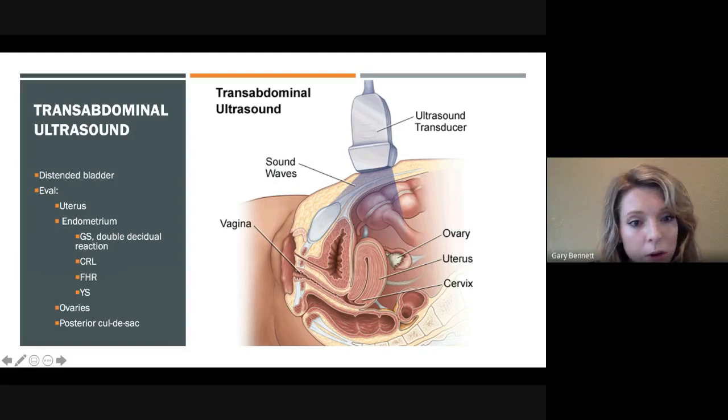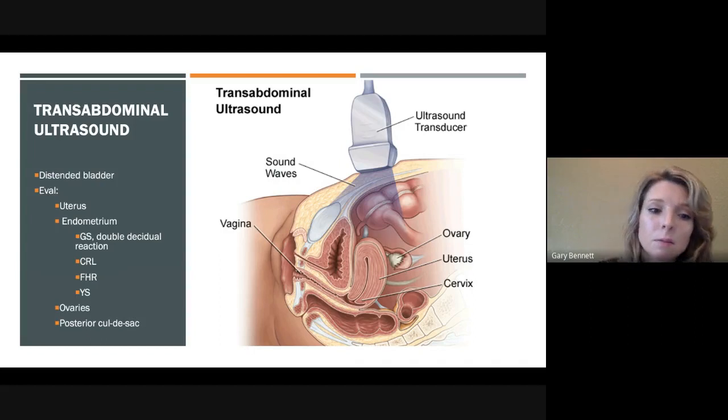So let's just touch on the points here. We have our uterus, of course, our endometrial lining. A couple things we're going to talk about: double decidual reaction of the gestational sac, crown rump length, fetal heart rate. We'll touch on yolk sac. And then one of the most important things, in my opinion, for this topic is going to be the ovaries and the adnexa. Because, of course, our concern here is to evaluate the patient for an ectopic.